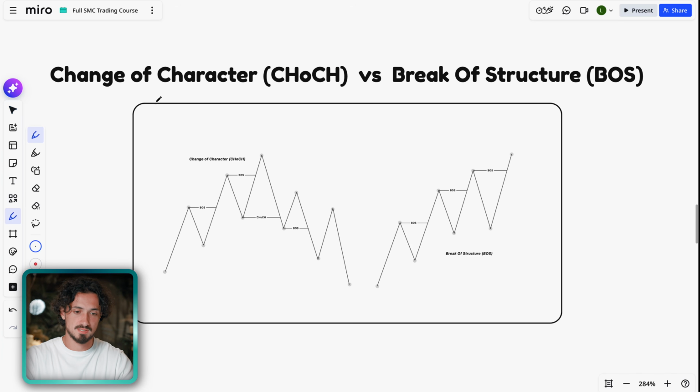So if you already know this stuff, don't worry, the advanced stuff is coming as well. And if you're new to this, well, this is the perfect place to start. So change of character versus break of structure. What's the difference? You've probably heard these terms all the time.